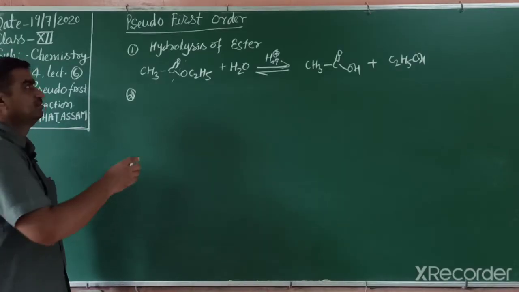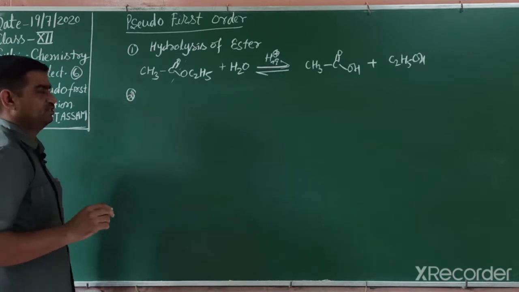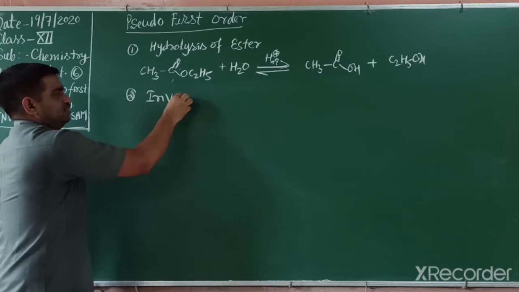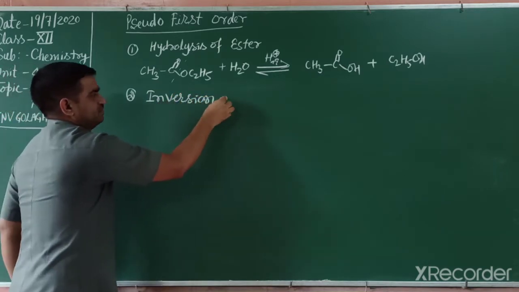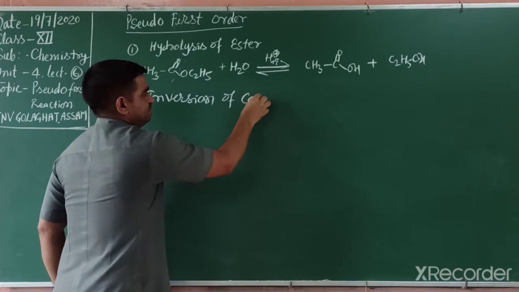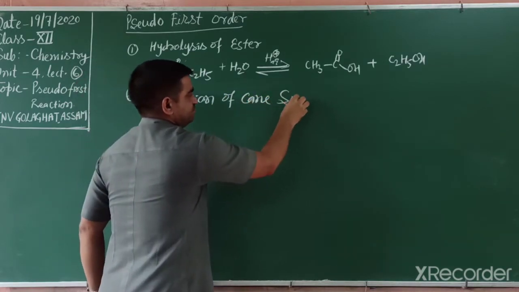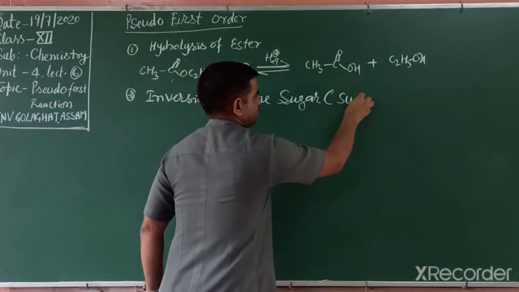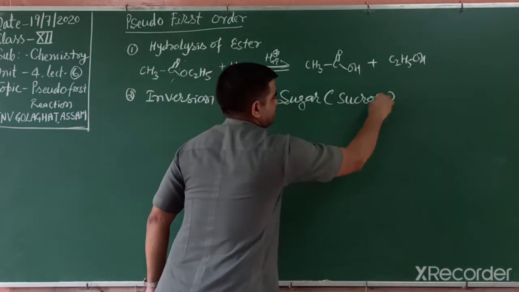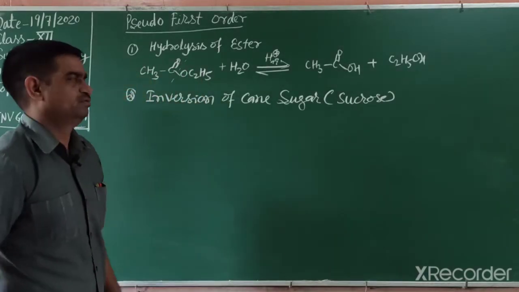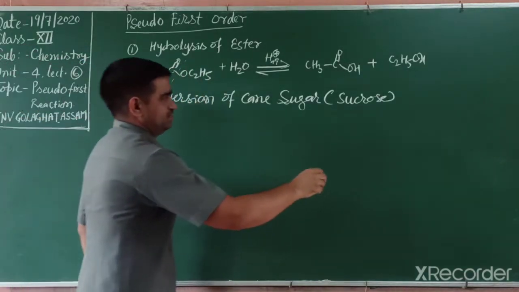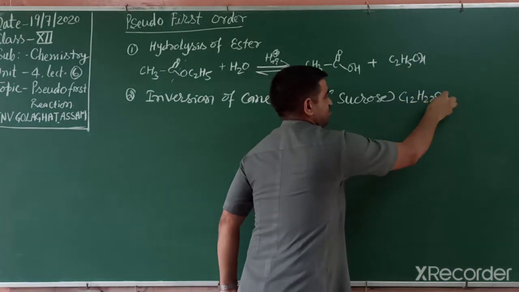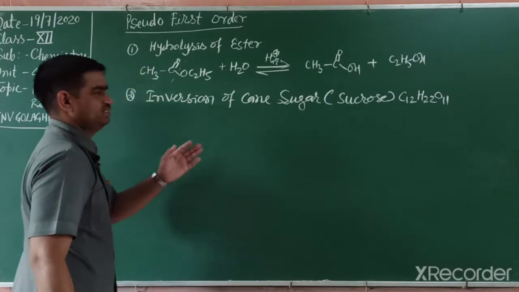Second example of pseudo first order reaction is inversion of cane sugar. Cane sugar means sucrose. We can write sucrose, and normally we know it as sugar. Its formula is C12H22O11. So it is a disaccharide.